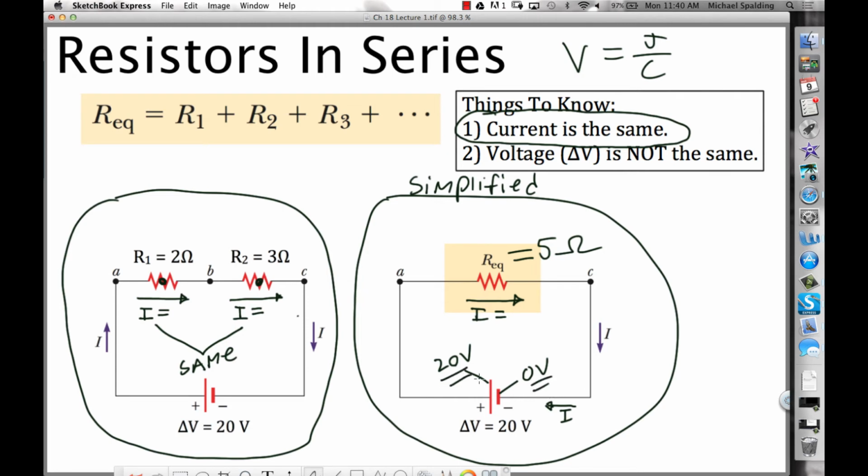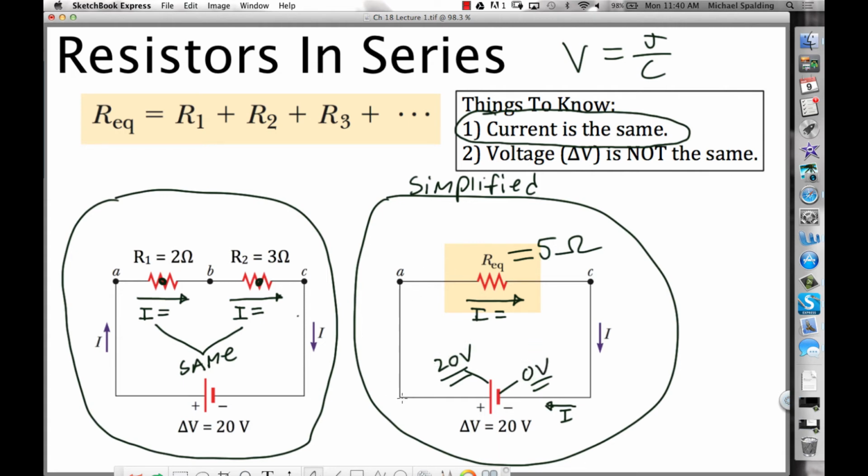Now, did I have to do 0 and 20? I could have done 100 and 120. Because at the end of the day, what's important? The thing that's important is the what? The change, the difference, right? So let's just go 0 and 20. It's easy. 0 and 20.